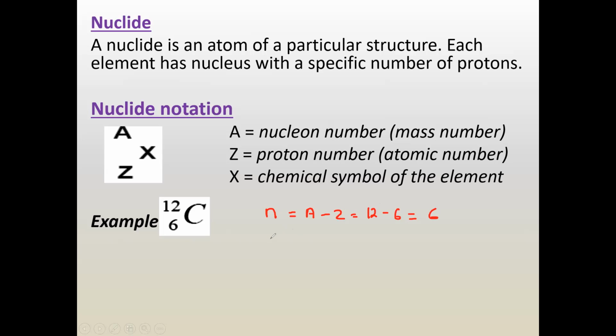How to find the number of protons? The number of protons is given by Z. In this example, Z is 6, so there are 6 protons. And because it's a neutral atom, there is no charge written on it. If there is no charge, the number of protons and electrons should be equal. So how many electrons will there be? It will have 6 electrons. So you should be able to work out the number of neutrons, protons, and electrons for an atom.